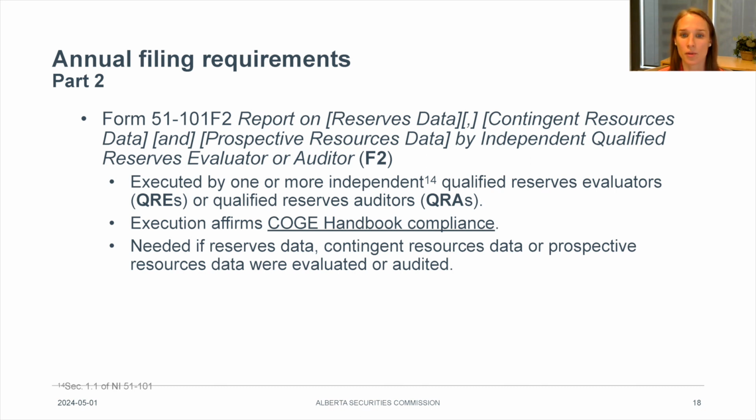So if the issuer determined that they had reserves or they choose to disclose resources other than reserves in their F1, and they retain that IQRE or A, they must file a report in accordance with the F2. This is the report of the independent qualified reserves evaluator or auditor. It's important to note here that the F2 is executed by the individual IQREs or As who completed the work. So we would expect those individual signatures, not just the company or evaluation firm's name, and it's not executed by the issuer. That said, the issuer is responsible for the filing of the F2.